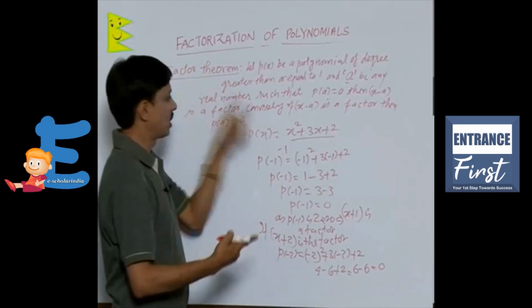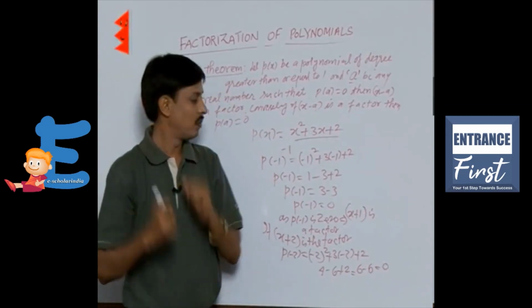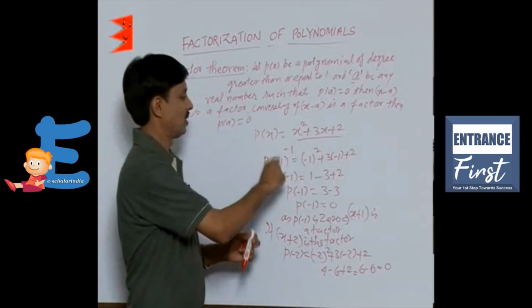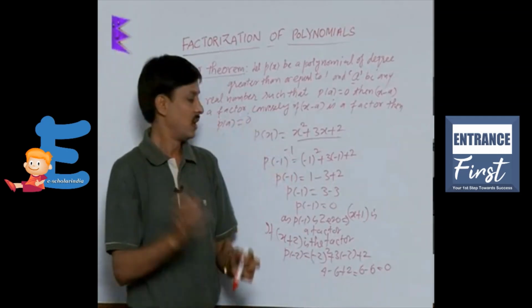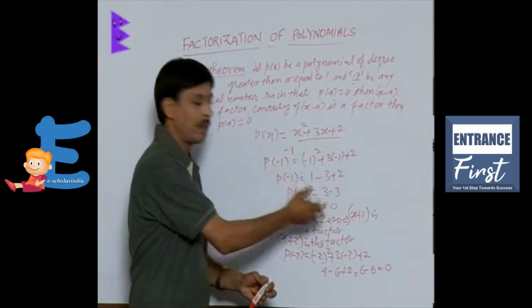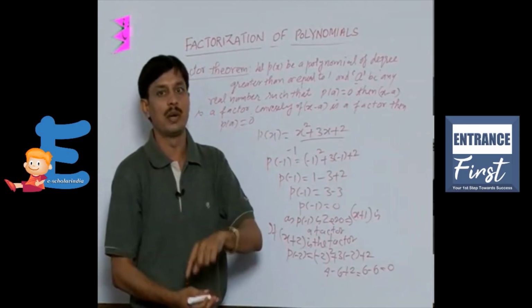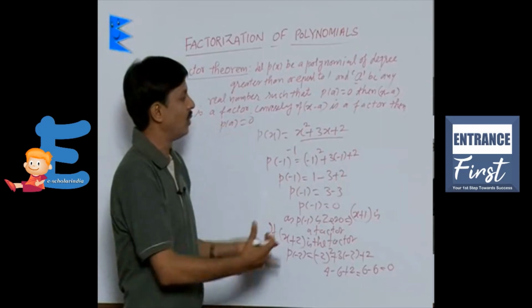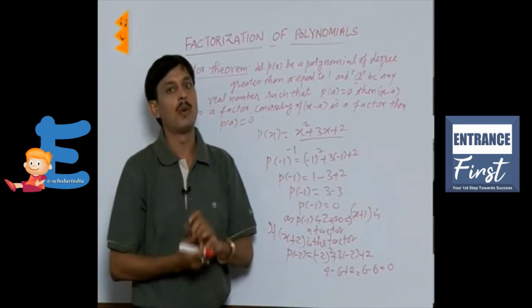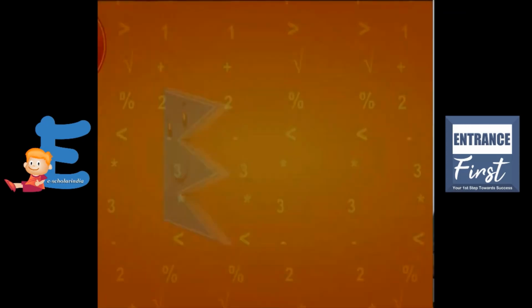So the factor theorem is applicable both ways. That is, if some number is such that on it the result becomes 0, that is the first condition, and the second, if a factor is given, then on that particular value so obtained, the answer of the polynomial has to be 0.